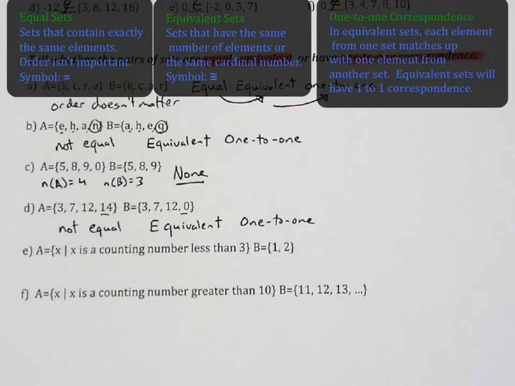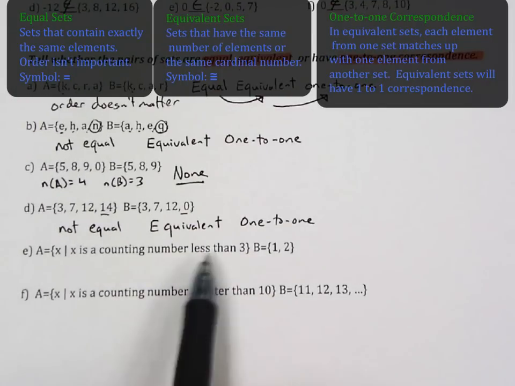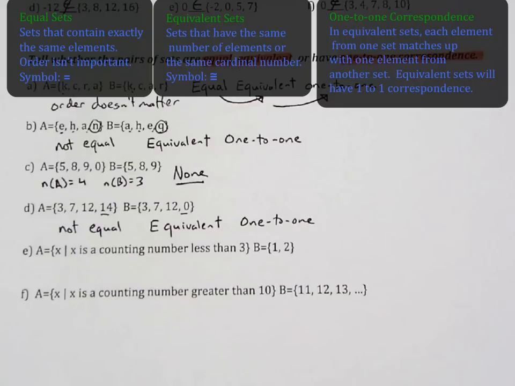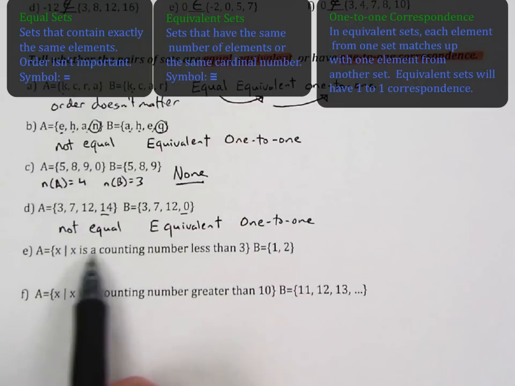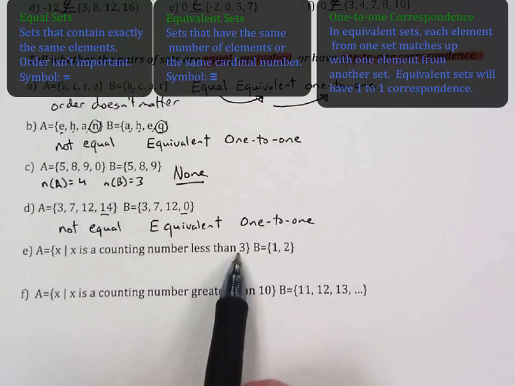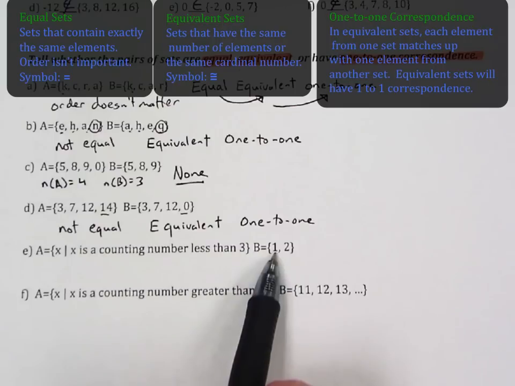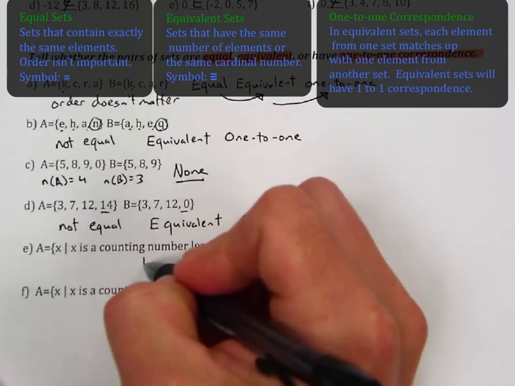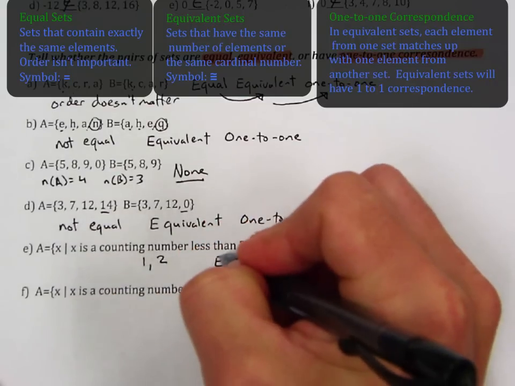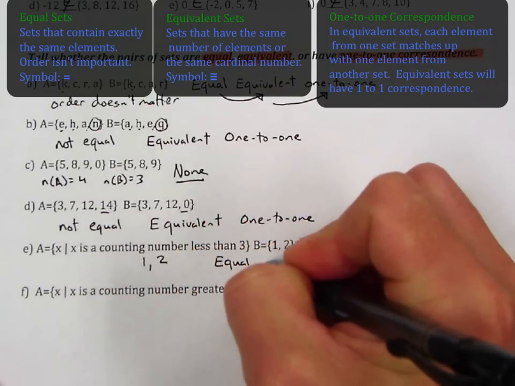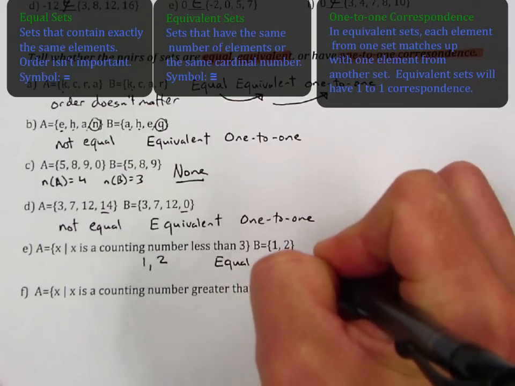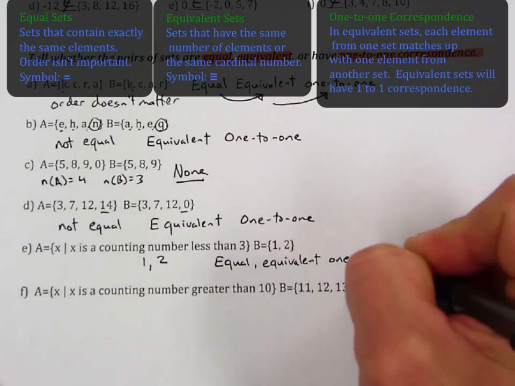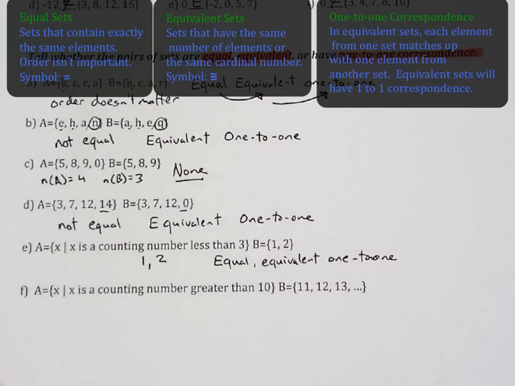All right, and E and F get a little bit more tricky. Now we have some set builder notation and some roster forms we're trying to see here. So here we're going to evaluate this. X is a counting number less than 3. Is that the same as the set that contains 1 and 2? Okay, so counting numbers less than 3, that's 1 and 2. So these are equal, which makes them equivalent and have one-to-one correspondence.